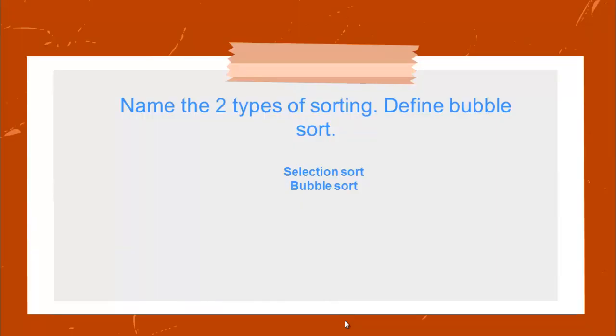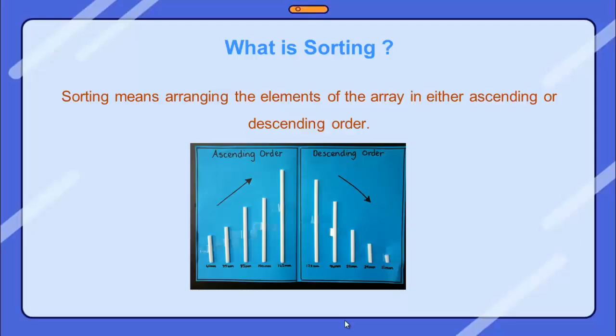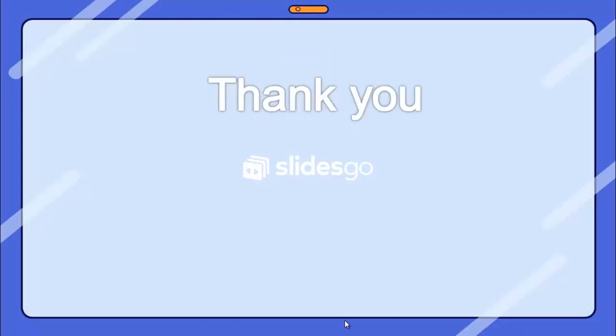And we have got two types of sorting: selection sort and bubble sort. Bubble sort is the simplest sorting algorithm that works by repeatedly swapping the adjacent elements if they are in wrong order. So what is sorting? Sorting means arranging the elements either in the ascending order or descending order.